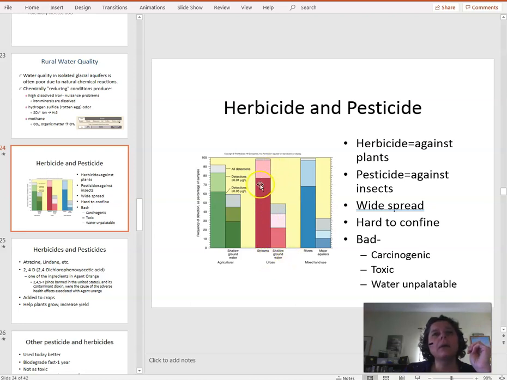So our groundwater is actually very polluted with herbicides and pesticides in urban settings because people want these perfect lawns. The companies want these perfect lawns, and so they're putting those down. 2,4-D, which was Agent Orange. If you know what Agent Orange was, that was during Vietnam. That was a defoliant that we used in Vietnam.